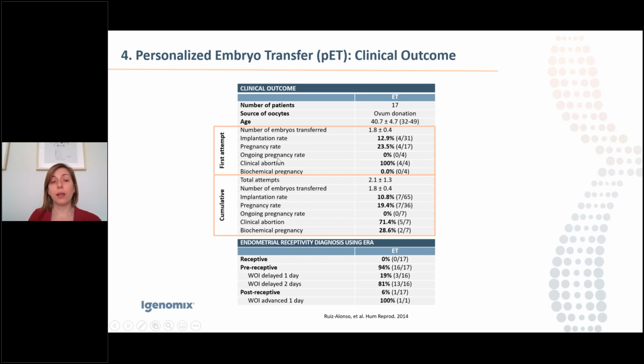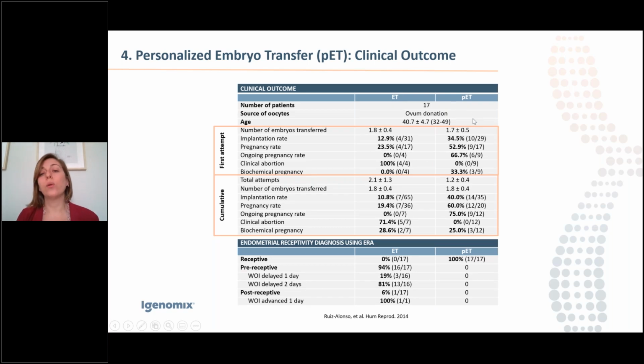As you can see, for the first attempt, the implantation rate was around 13% and the pregnancy rate around 33.5%. In the cumulative outcome, it is also similar, almost 11% for implantation rate and 19.4% for pregnancy rate. But what happened when we personalize the embryo transfer and change the day in which the blastocyst is transferred? Well, you can see here that for the first attempt, the implantation rate increased to 34.5% and the pregnancy rate to almost 53%. The same with the cumulative outcome. The implantation rate increased up to 40% and the pregnancy rate up to 60%.